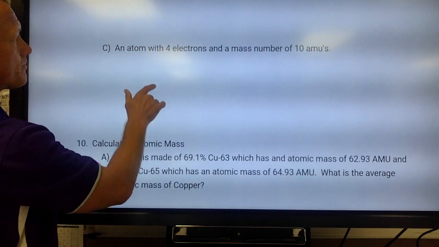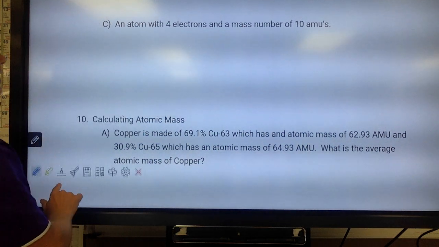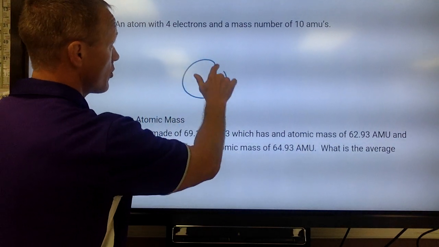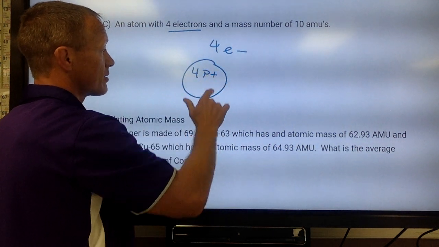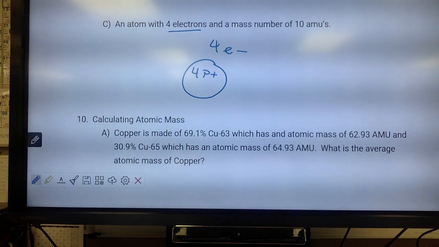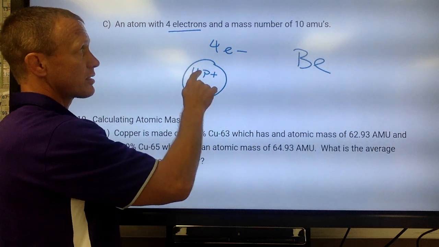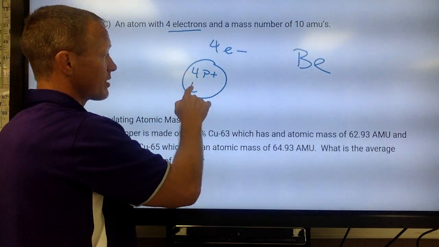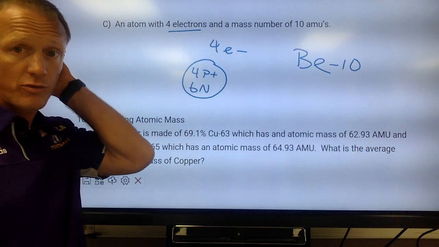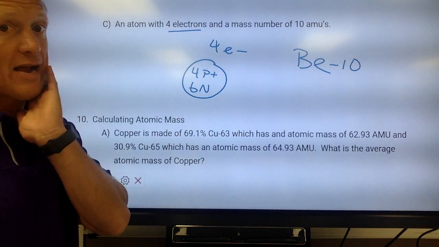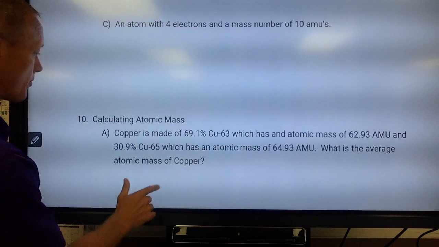One more on here. An atom with 4 electrons. If it's neutral, that means it also has 4 protons, which means it is an element of beryllium. It's got 4 protons. 10 AMUs means there must be 10 things in the nucleus, so it must have 6 neutrons. That'd be beryllium-10, not the most common isotope of beryllium. If you look in the periodic table, 9 is the average mass of beryllium, so its most common isotope is beryllium-9.